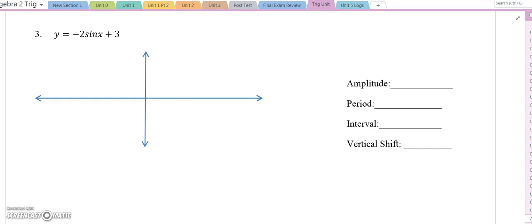Hi everyone, this is Miss Afric again, just here to show you a few more examples of graphing sine and cosine, this time a few with a vertical shift since we didn't get to any in the last video.